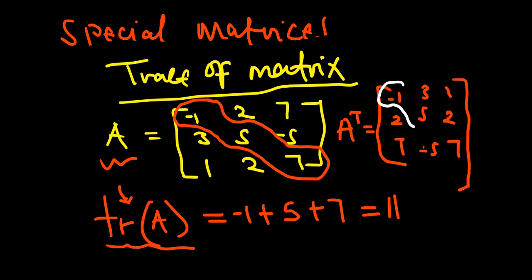So that is a very important concept there. The trace of a matrix A is equal to the trace of the transpose of the matrix. So the trace doesn't change even if you find the transpose. We can talk about those special types of matrices for now.